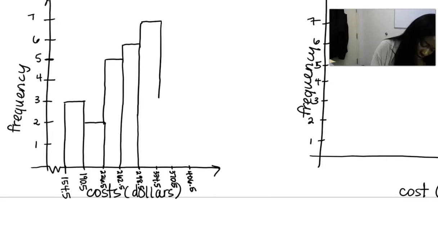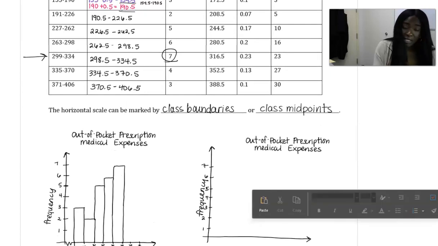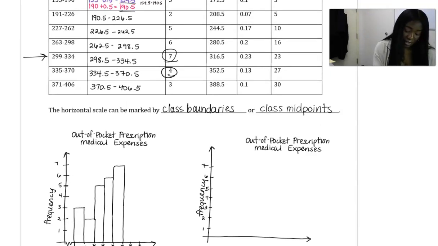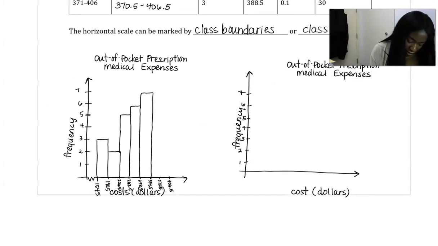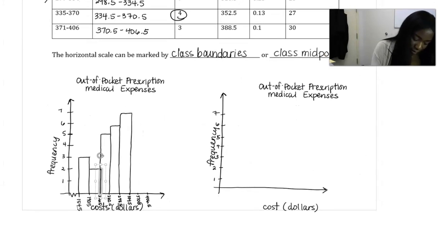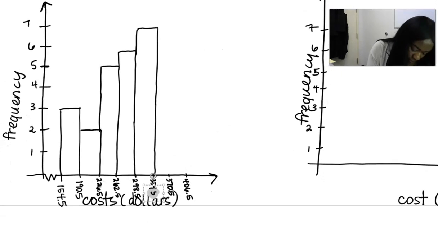7 is the frequency for the class that ran from 298 to 334. Talking about this class here, had a frequency of 7. The class from 335 to 370 has a frequency of 4. So from 330, I'm saying 335 to 370, but I can see the limits are 334.5 to 370.5. That had a frequency of 4.